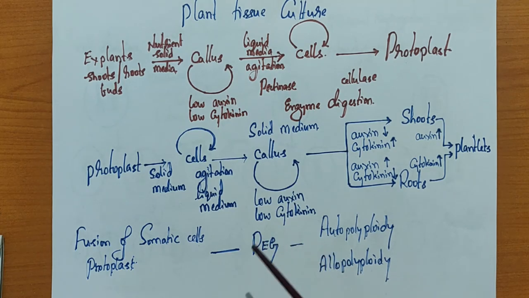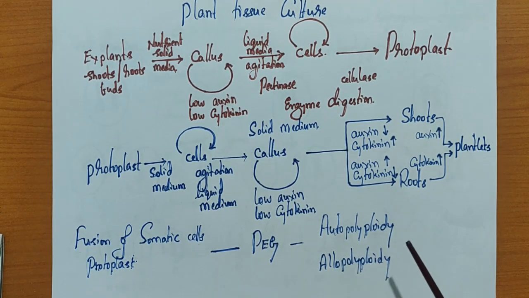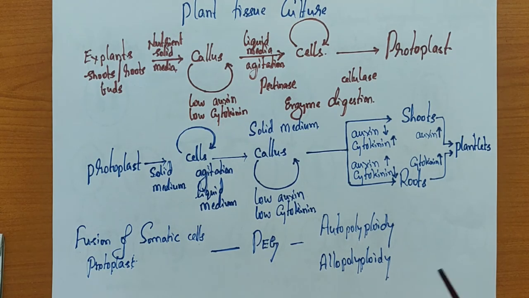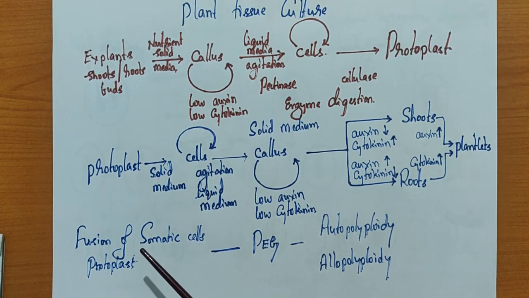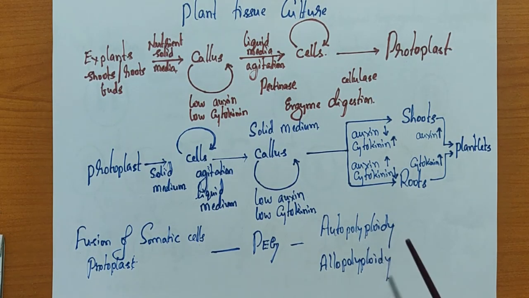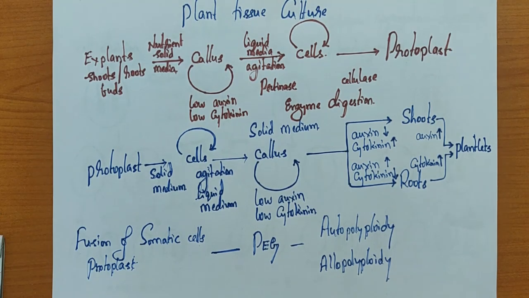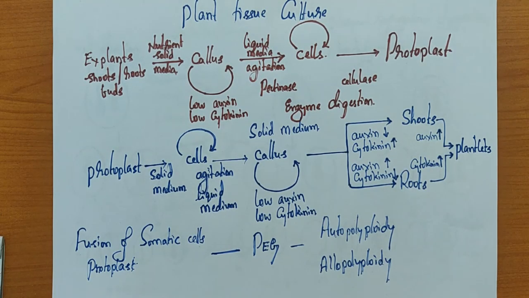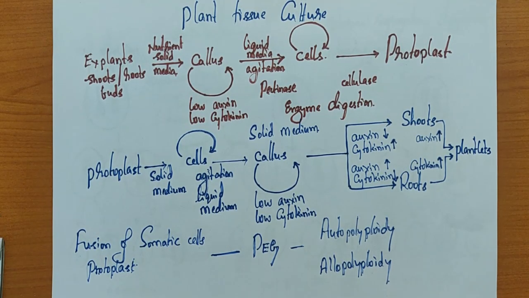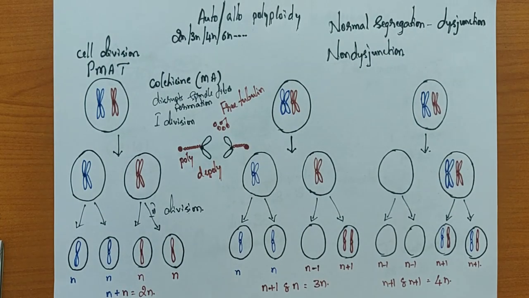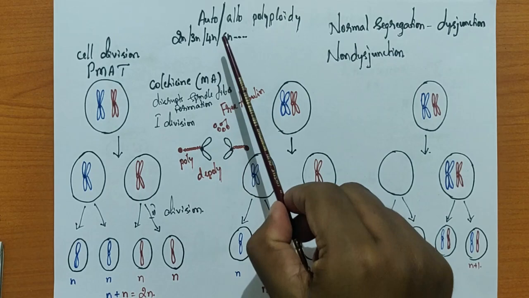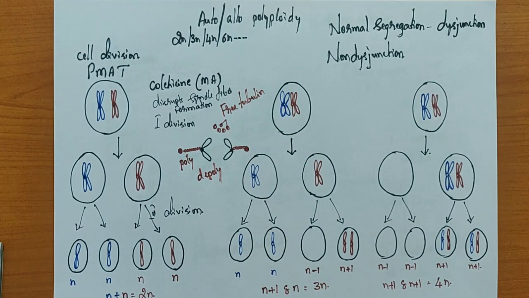But now people have understood how autopolyploidy and allopolyploidy are generated, and how that can be created in laboratory conditions. As a result, both autopolyploidy as well as allopolyploidy are possible to do in the system. Because of somatic cell fusion, several hybrid varieties of plants have been developed. So we will discuss autopolyploidy as well as allopolyploidy in the coming videos.